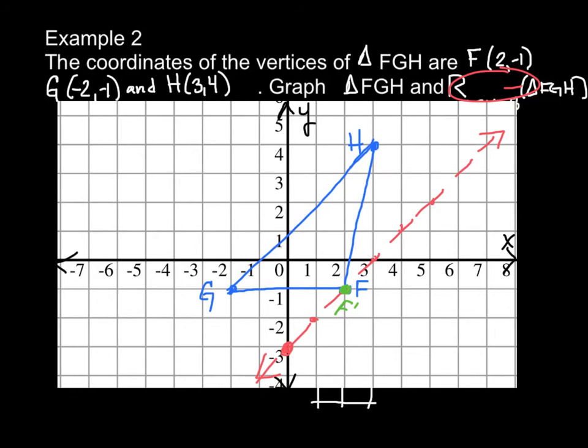I kind of ran out of graph paper. So 1, 2, 3, 4. And this is going to be G prime. Now, well, I'll get to that in a second. So then I'm going to look up here at H, go straight across. So it's going to be right here. And then we're going to call that H prime. And there is my reflected triangle. And this triangle is triangle F prime, G prime, H prime.